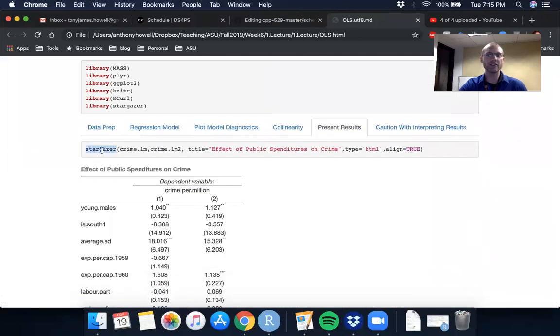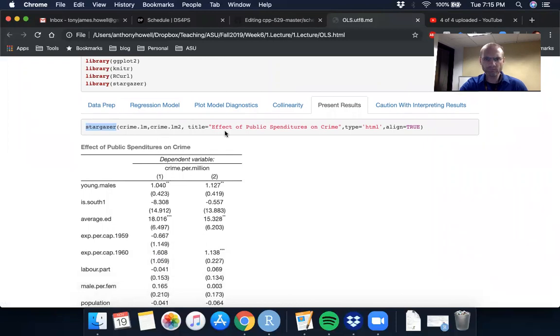So using Stargazer gives us a very beautiful table where the title is looking at the effects of public expenditures on crime.